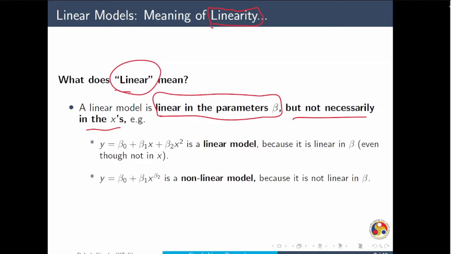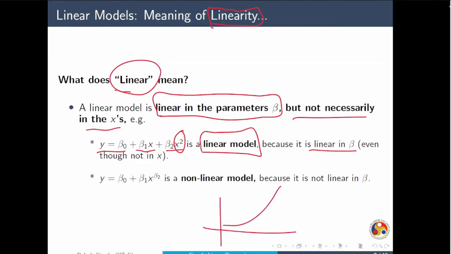For example, if I consider the model y equal to beta naught plus beta 1 x plus beta 2 x square, this is a linear model because it is linear in the parameter beta, even though there is a term called x square. When I talk about linear regression, remember that it can be curved. If you plot this, it could look like this, depending on what parameter beta 2 you have. So linear regression need not only be a straight line, it can be curved also.